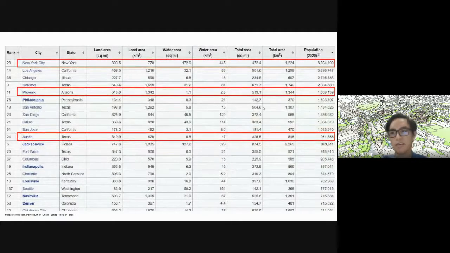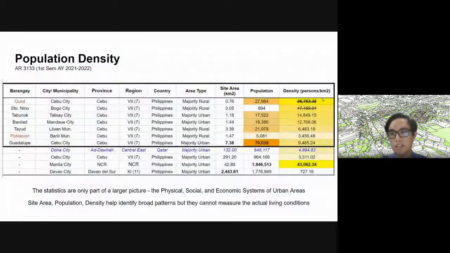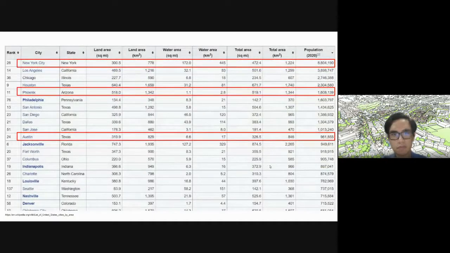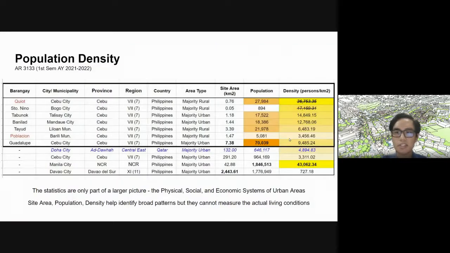So there's that comparison. The closest in terms of population, Philippines and America, that I like based on this list is the city of Phoenix at 1,600,000 people. That's kind of close to Manila's 1,800,000 people. Then Cebu City is probably similar to Austin with 900,000 people and about 846 square kilometer area.